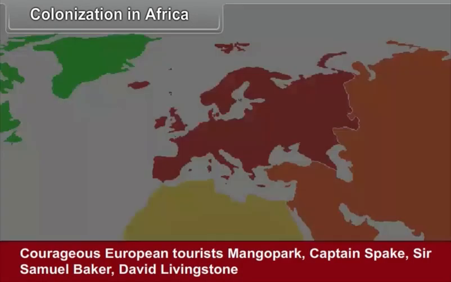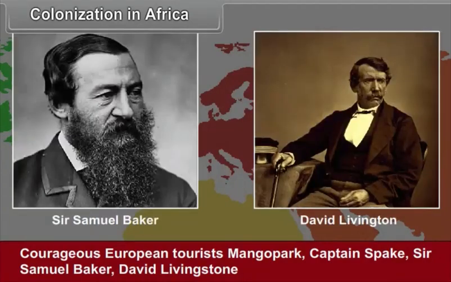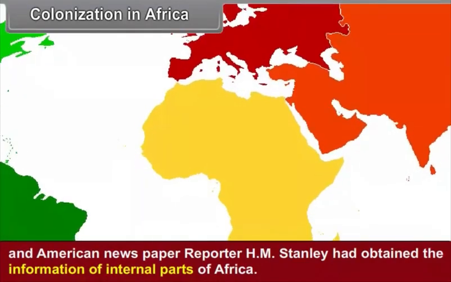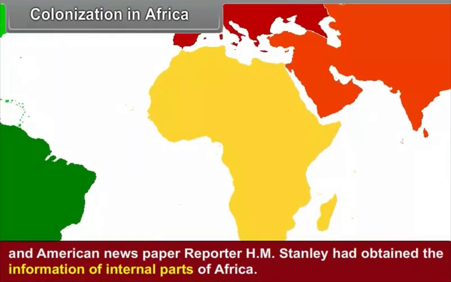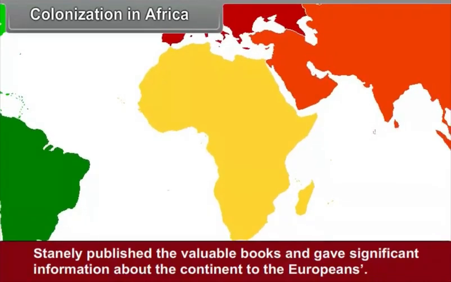Colonization in Africa. Courageous European tourists Mungo Park, Captain Speke, Sir Samuel Baker, David Livingstone, and American newspaper reporter H.M. Stanley had obtained the information of internal parts of Africa. Stanley published valuable books and gave significant information about the continent to the Europeans.